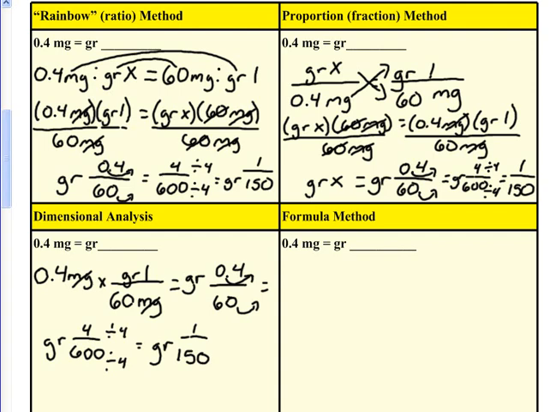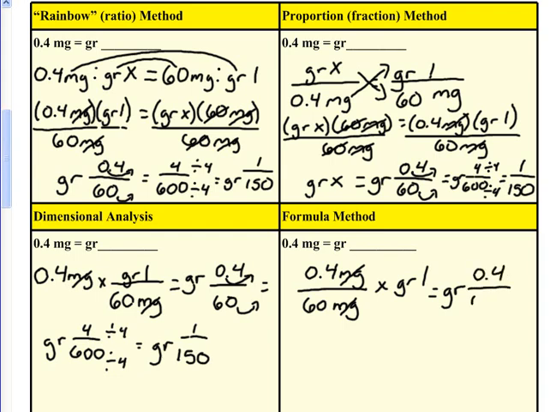This conversion can also be done using the formula method. We will set the 0.4 milligrams directly over top of the 60 milligrams, which we know is equivalent to grain 1. By setting the problem up in this fashion, the unit milligrams cancels, leaving us only with grains. We then can multiply straight across the top, getting 0.4, and bringing the number 60 over for our denominator.